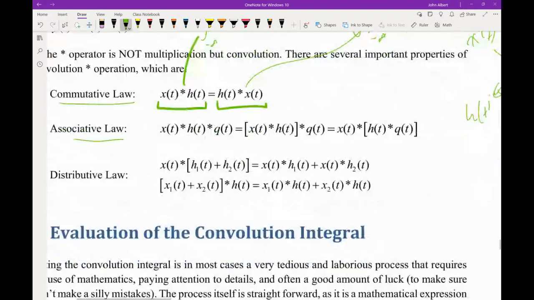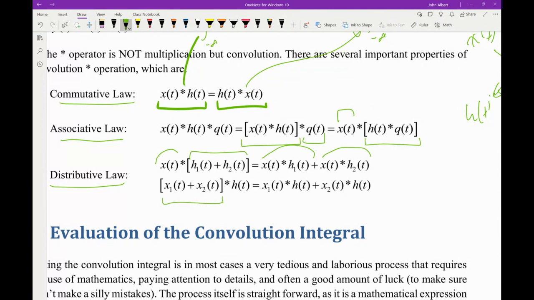And then the associative law also applies. If you have the convolution of three functions, x convolved with h convolved with q or whatever, you can always take the convolution of the first two and then convolve it with the third, or you can take the convolution of the last two and convolve the first with those two. And also you can distribute the convolution. If you have the addition of two h's and you convolve it with x, this is going to be equal to x convolved with h1 plus x convolved with h2.